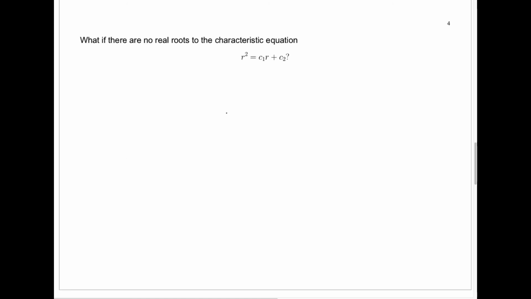What if there are no real roots to the characteristic equation? We've already looked at the cases where there are 2 distinct real roots and where there's 1 repeated root. Well, if there are no real roots, then there are just 2 complex roots, and those will be complex conjugates of each other. So then there are 2 necessarily distinct complex conjugate roots. And I'll tell you what happens, though I don't want to go through examples here since not everybody is probably familiar with the algebra of using complex numbers.